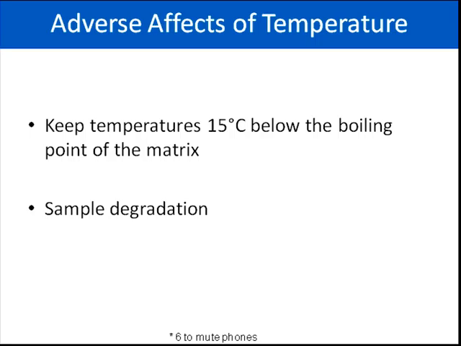You can also have some adverse effects of temperature. One thing to keep in mind is that when we're doing some method development and looking at temperatures, in some cases you will not know the boiling point range, because you may not even know what the sample matrix is that you're looking at. It might just be some unknown. But in cases where you do know, you want to keep the temperature about 15 degrees below the boiling point of the matrix. Let's say water boils at 85 degrees Celsius, you want to keep any analysis 15 degrees below that.